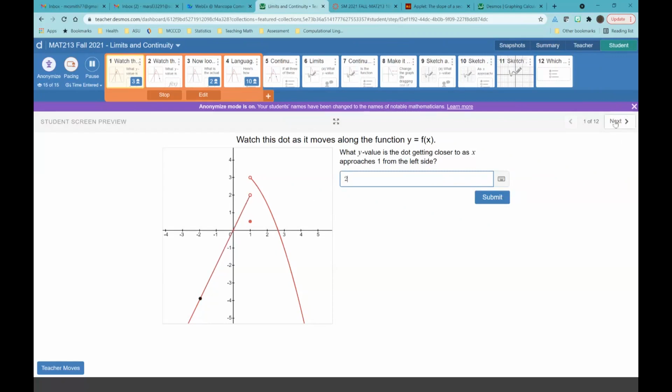Yeah. Okay. Then I'm going to go to the next slide, and you can see it's approaching x equals 1, but this time from the right side, and it's going all the way up, and you can see it's getting closer to y equals 3, but there's an open circle there, so it's never going to equal it. All right, so I'd say it's getting close to the y value 3. Everybody good with that?